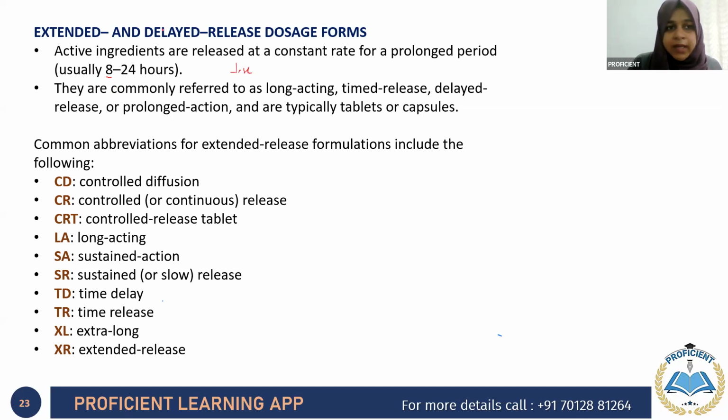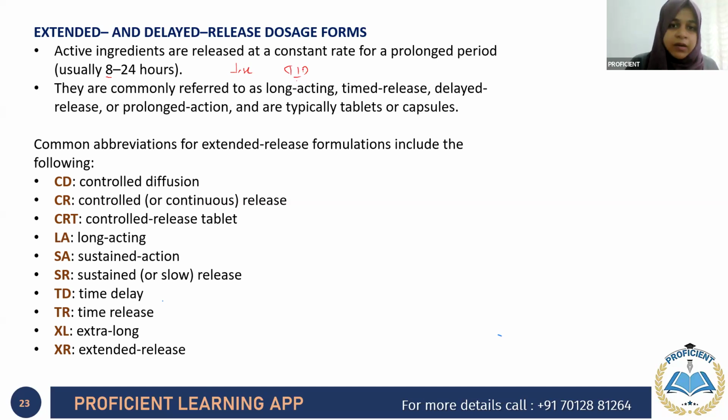So when you give extended or delayed release dosage forms, they decrease the frequency, no? The number of times that you need to give. Sometimes you might need to give a drug 3 times a day, suppose, right? But if you are giving extended or delayed release, you may have to give it only once. Understood, right? Frequency decreases, right?